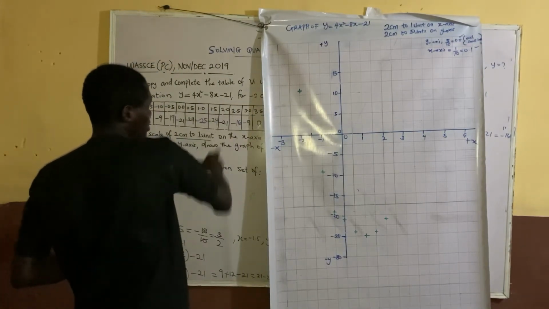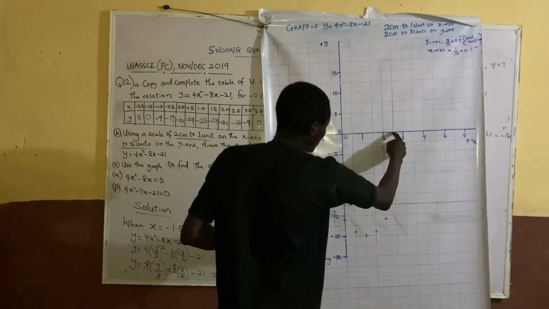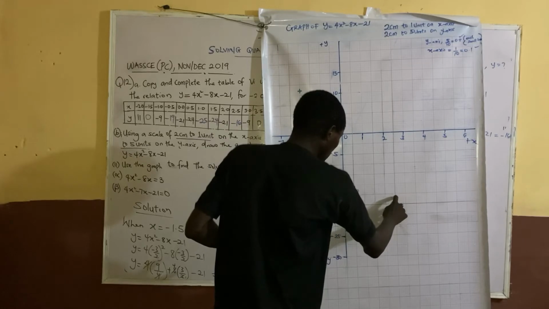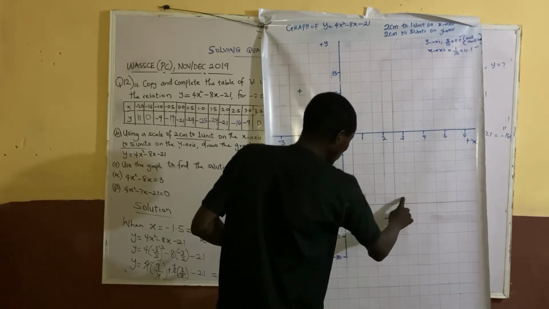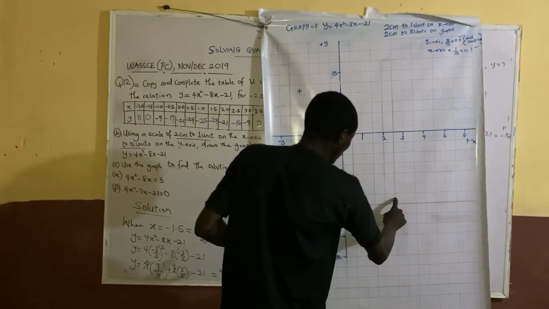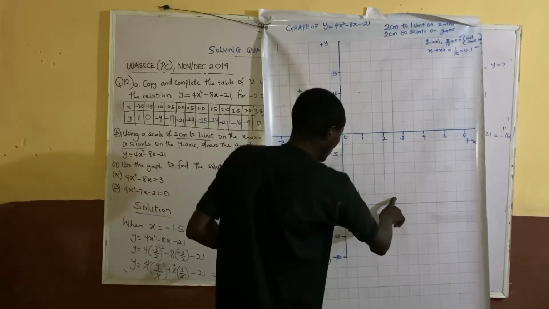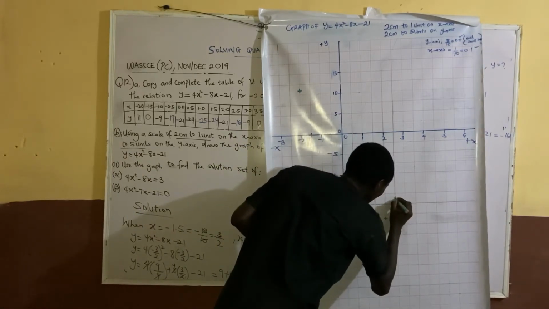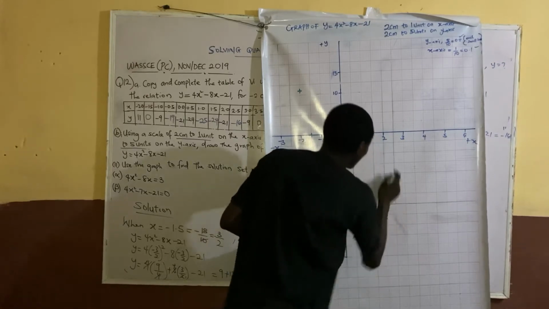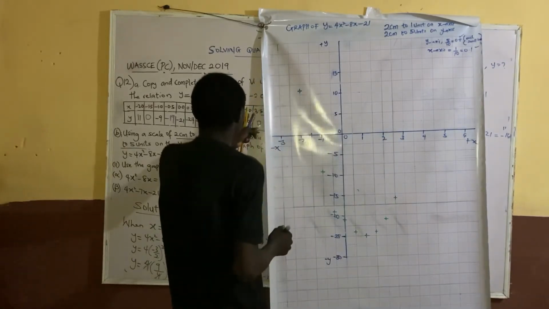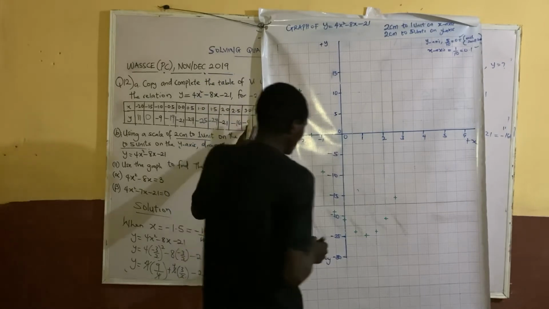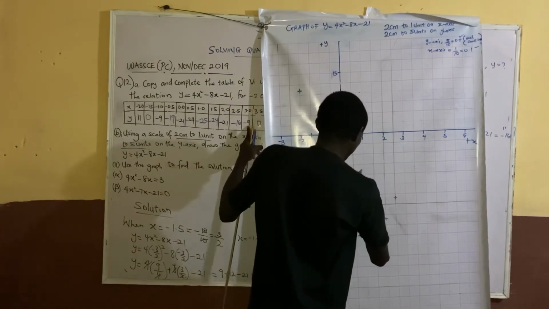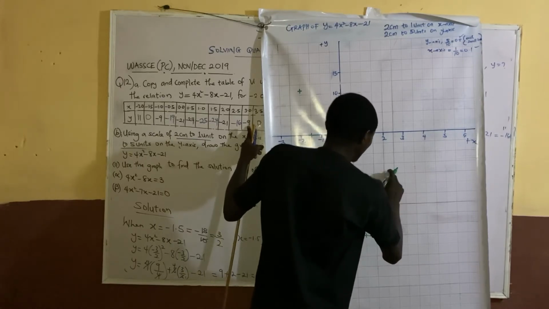Then 2.5, minus 16. 2.5 is in the middle. So 2.5, minus 16. This is 15, this is 16. So we trace it to 2.5. Now 3, minus 9. 3, minus 9 is here. So 3, this is minus 9 already.